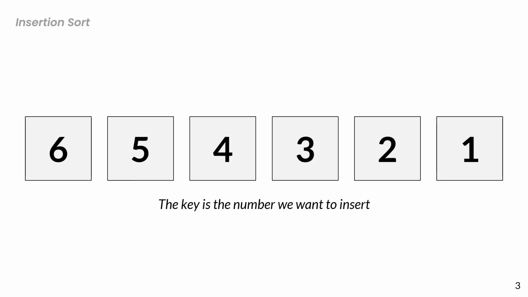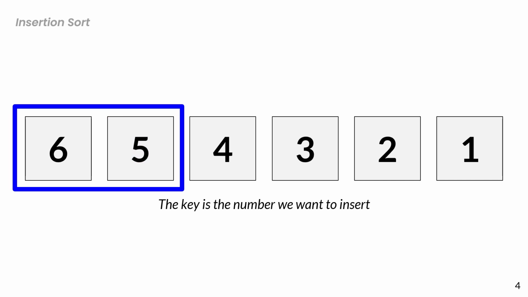Let us say we have the numbers 6, 5, 4, 3, 2, and 1. In an insertion sort algorithm, we identify a key, which is the number you want to check and place in the correct position. In this example, 5 will be our first key. We check, is 5 greater than the number before it? No, so 5 shifts to the left.